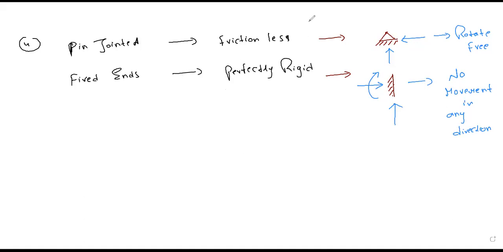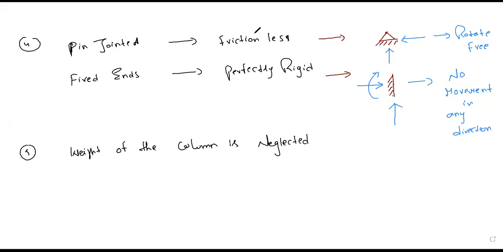Right. Next assumption, the fifth one. What is that? The weight of the column itself is neglected. Very important. Why do we have to neglect the weight of the column?